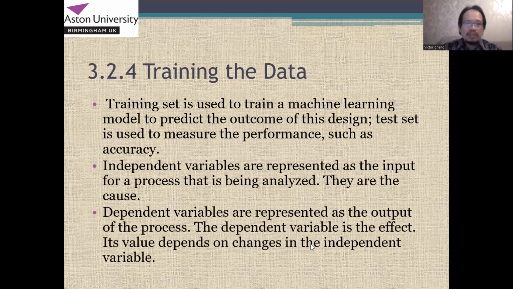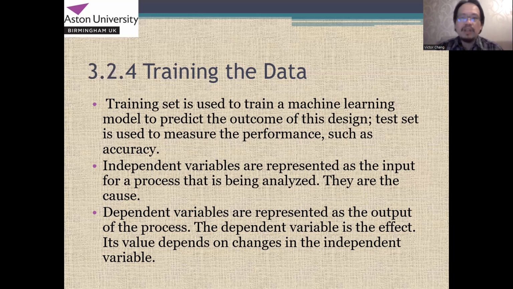The training set is used to train a machine learning model to predict the outcome of a design. The test set is used to measure the performance, such as accuracy. Independent variables are represented as the input for the process that is being analyzed. They are the cause. The dependent variables are represented as the output of the process. The dependent variable is the effect. Its value depends on changes in the independent variable. So we then perform the training.